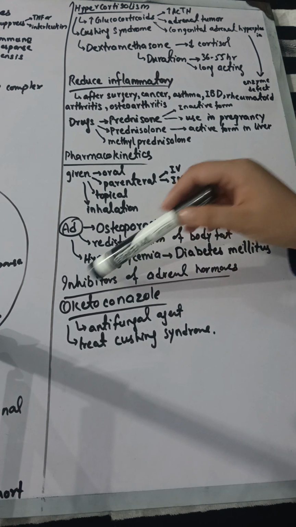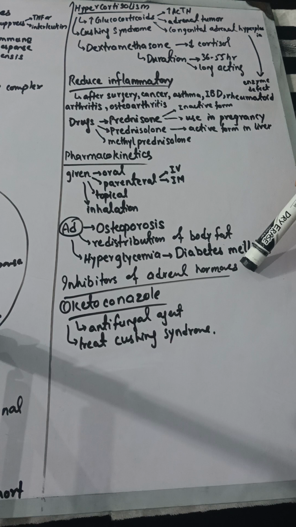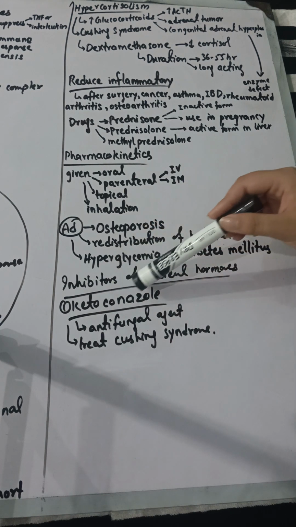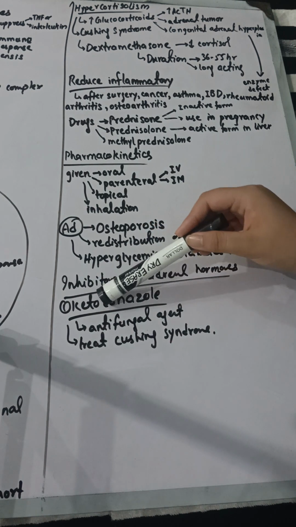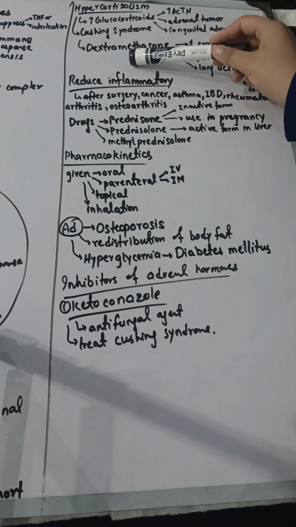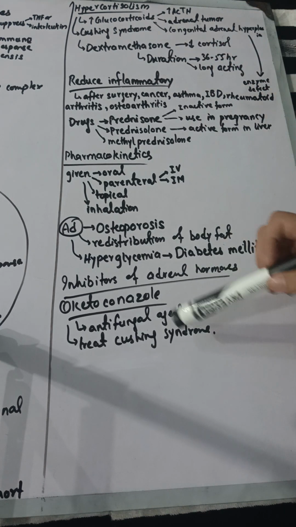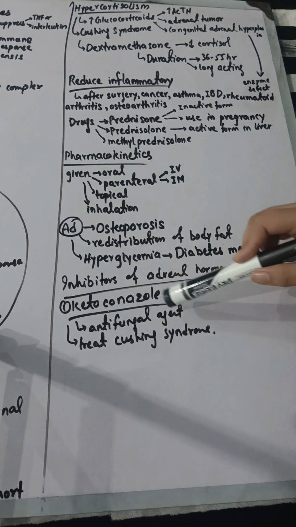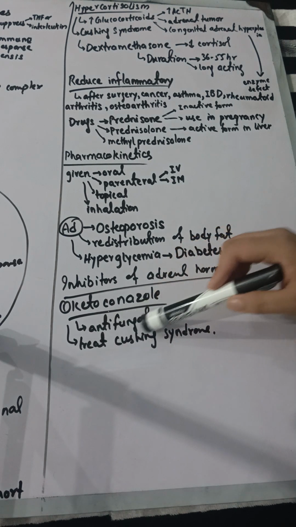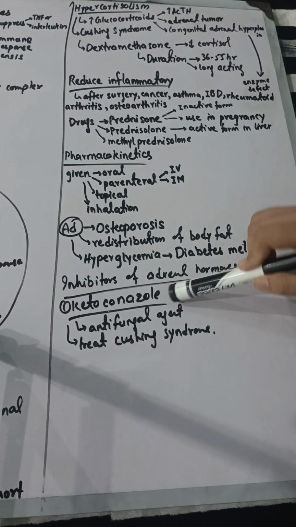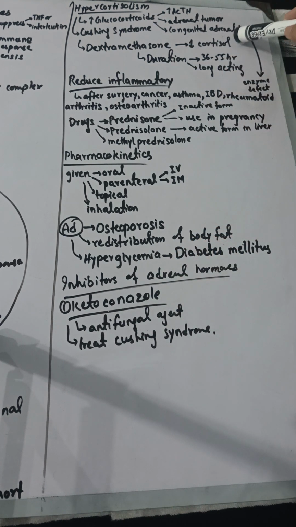Inhibitors of adrenal hormones are also given, like ketoconazole. Ketoconazole is a drug which should be placed here, but due to no space I have written it here. It is actually an antifungal agent, and it is used to treat Cushing syndrome. It decreases or inhibits the synthesis of cortisone, and its half-life is long, but mostly we will use dexamethasone for treating Cushing syndrome.